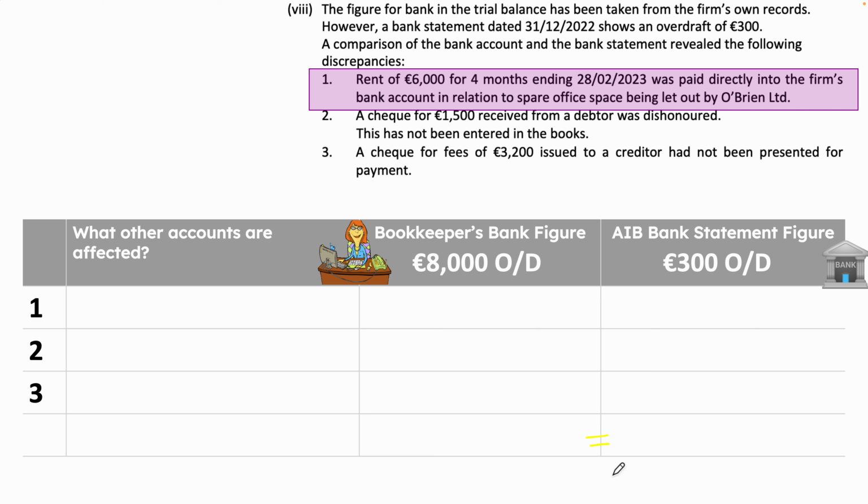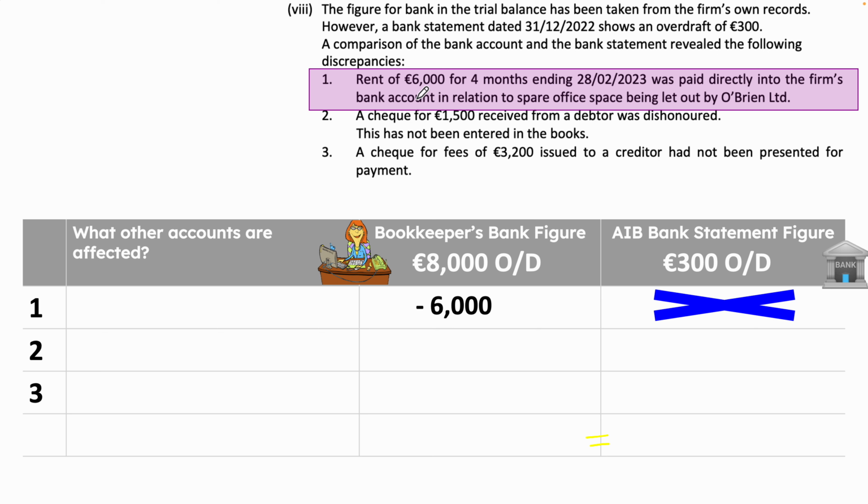So number 1, rent of €6,000 for 4 months ending 28th of the 2nd, 2023 was paid directly into the firm's bank account in relation to spare office space being let out by O'Brien. So that was paid directly into the bank account, so AIB knew all about that, so there is nothing to be done to their bank figure. €6,000 coming into the firm's bank account is going to reduce the overdraft by €6,000.